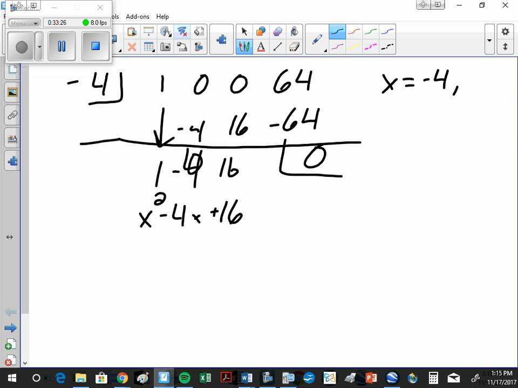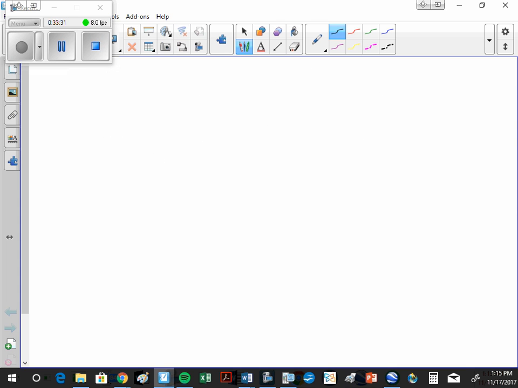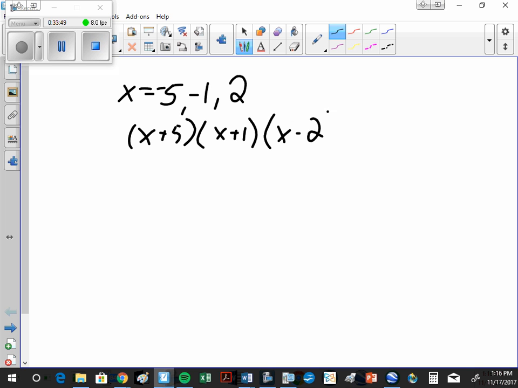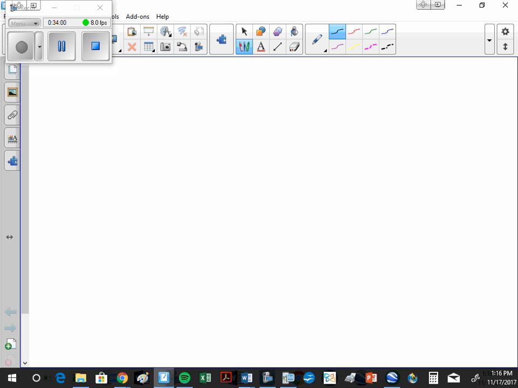And then look at number 21. How do we create a polynomial when x equals negative 5, negative 1, and 2? Did we just do this in the last section? So x plus 5 times x plus 1 times x minus 2. And how do you multiply 3 together? You do the first 2 together and then get your answer and then bring in the last one.